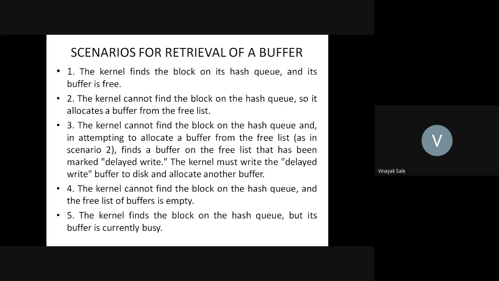There are five different scenarios. Once again, scenario first: the kernel finds the block on the hash queue and its buffer is free. This is the simple first scenario. Second, the kernel cannot find a block on the hash queue, and so it allocates a buffer from the free list. This is the second scenario. Third, the kernel cannot find the block on the hash queue. It attempts to allocate a buffer from the free list as in scenario 2, but it finds a buffer on the free list that has been marked as a delayed write.